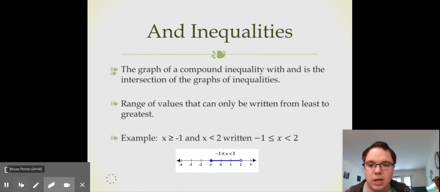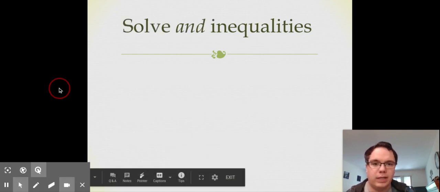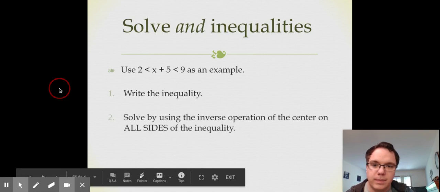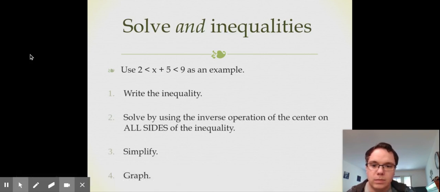All right, so let's talk about solving and inequalities. Where you're going to be given one inequality with two symbols. So we have 2 is less than x plus 5 is less than 9. It's always going to go from least to greatest, and our answer always has to go from least to greatest.